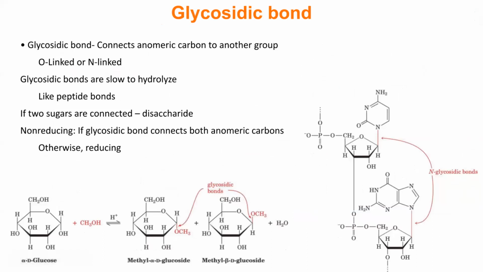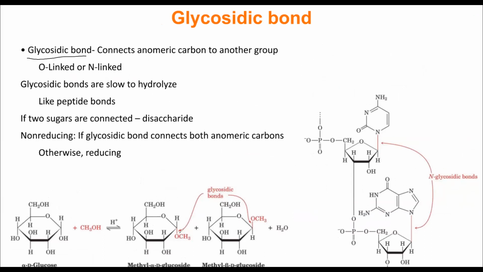All right, so now let's talk about how we connect sugars to one another. And the way that we connect a sugar to another sugar, or really anything, is called a glycosidic bond, where you have your anomeric carbon being bonded to something else. And that something else is always going to be an oxygen or a nitrogen. And we call those O glycosidic bonds or N glycosidic bonds.